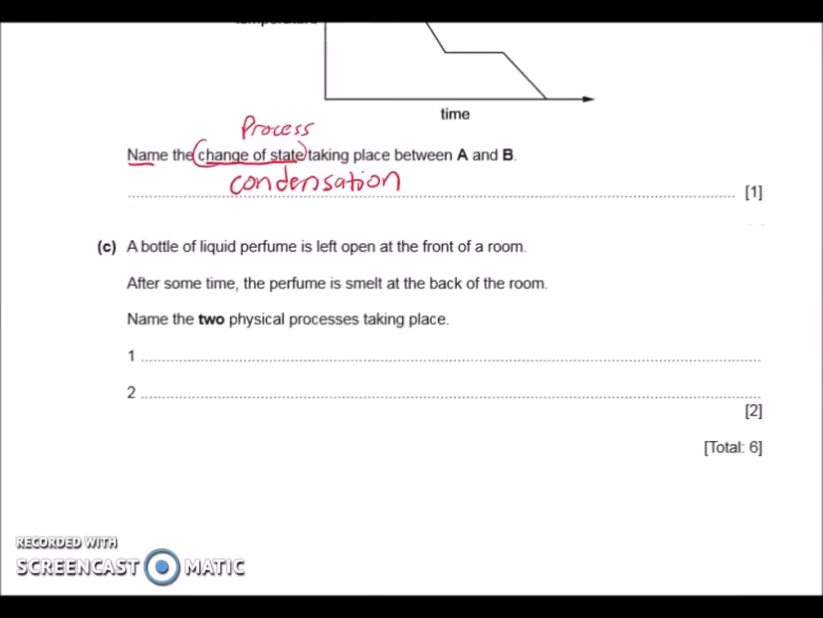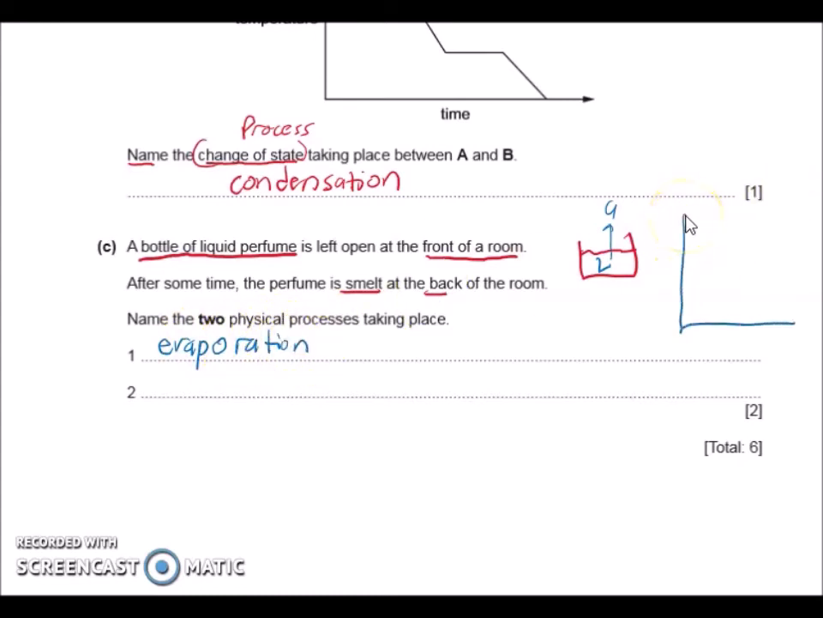Now the last question for question number 5. A bottle of liquid perfume is left open at the front of a room. After some time, the perfume is smelled at the back of the room. The first physical process is that the liquid changes to gas, and this is the evaporation process.